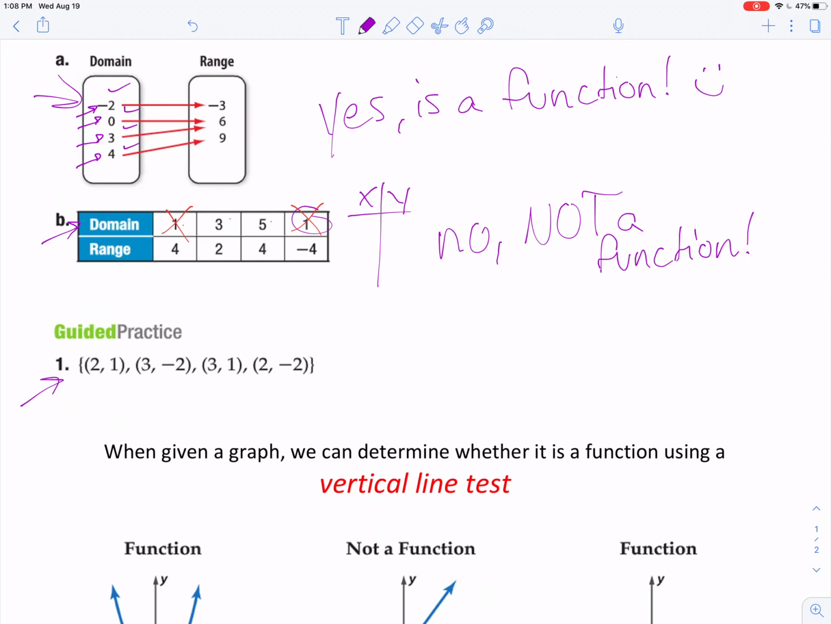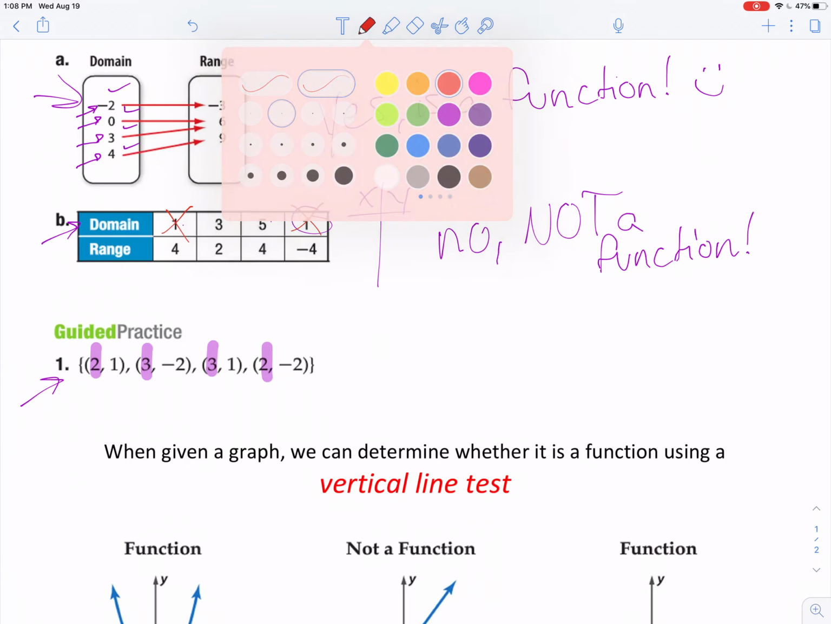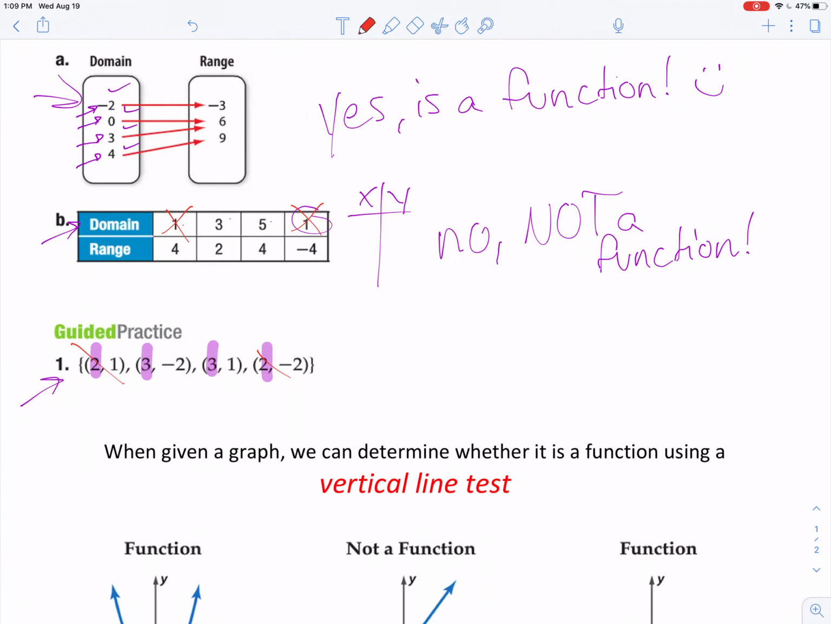Looky here, now I have it as points. So it might help me to kind of highlight. Here's a 2, 3, 3, and a 2. Is it a function? No. Look at those 2's repeat. Look at those 3's repeat. Too many repeats. So no. Not a function. Okay?